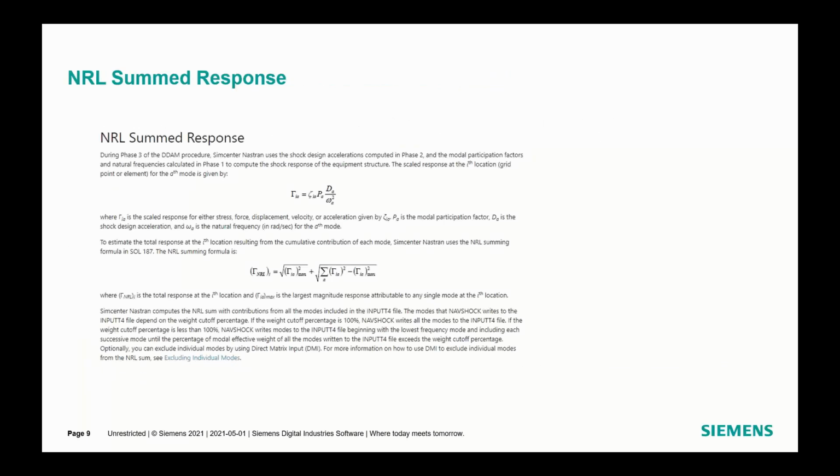The equation used to do the summation is here. It's this NRL Summed Response, and this is a snapshot taken directly from the Simcenter NASTRAN Advanced Dynamics Analysis Guide. And that portion of the document that's related to DDAM is very well done. I mean, it's complete. Anyone who understands NASTRAN won't have any problems following. There's multiple examples of the workflow, but what you can see here is it's basically an NRL Summed Response. It's a form of a sum of the squares response.